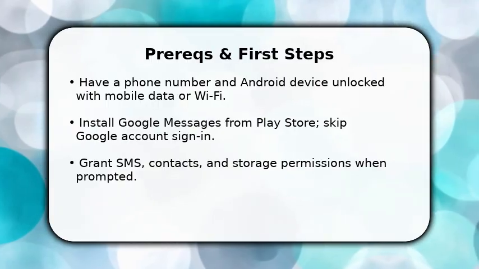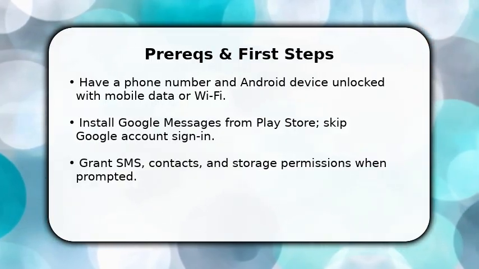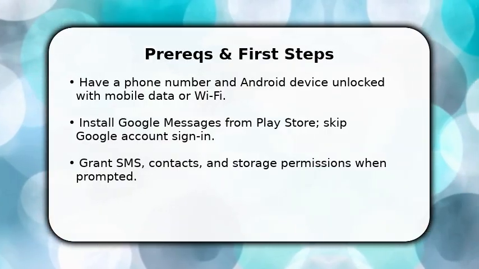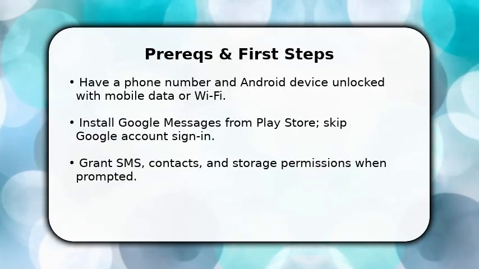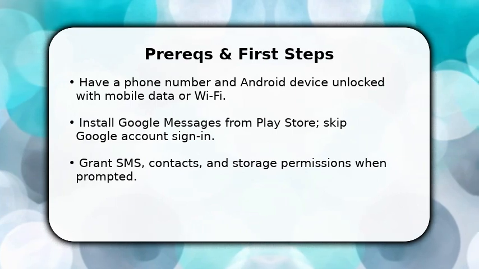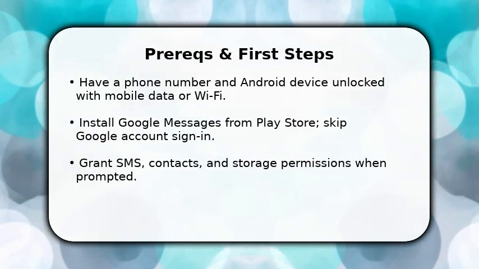Next, grant SMS, contacts, and storage permissions. These let messages send and store texts and show contact names. You're doing this so messages can operate locally with your carrier. Granting permissions ensures full functionality, even without a Google account.